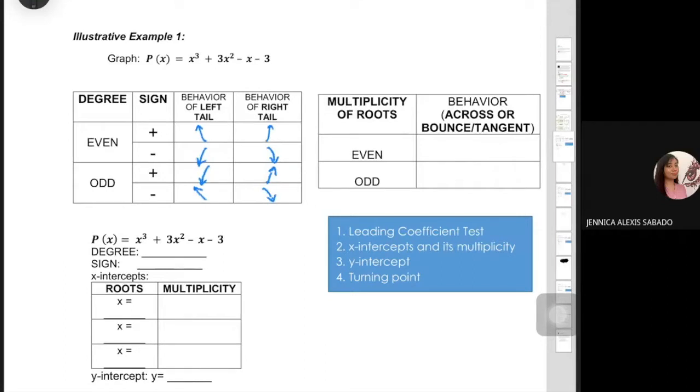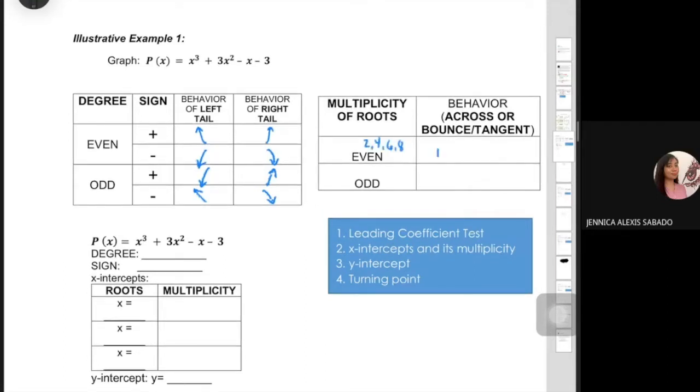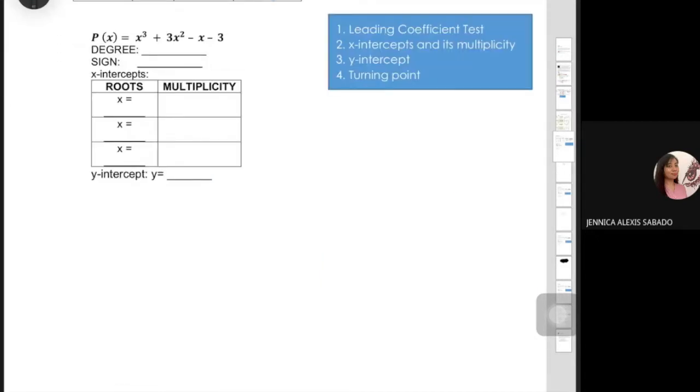Next, for the multiplicity of root, it will bounce at your x-axis kung anong point man yon. And then for the odd, it will just go across your x-axis. Oh, mamaya papaliwanag natin kung para saan yan. So, first, we have there p of x is equal to x cubed plus 3x squared minus x minus 3. Okay, so in this case, step 1 is the leading coefficient test.